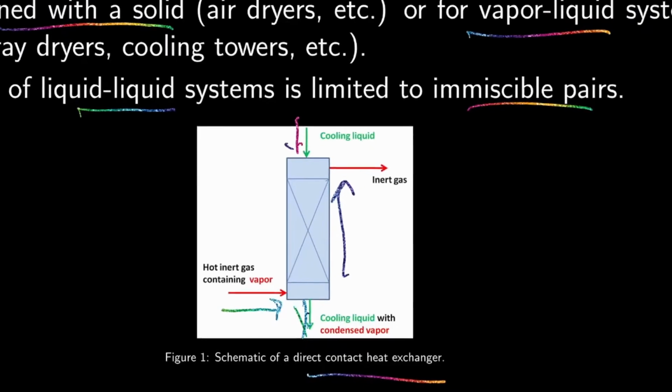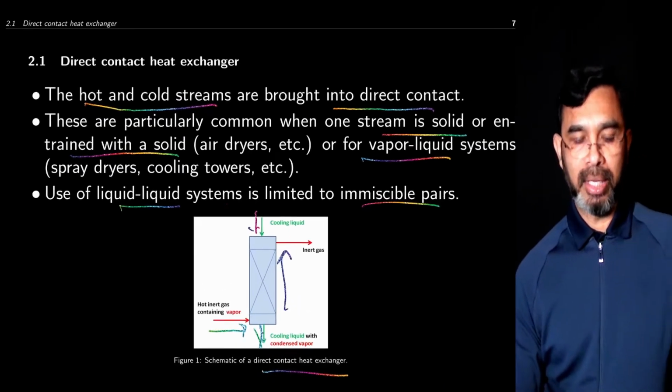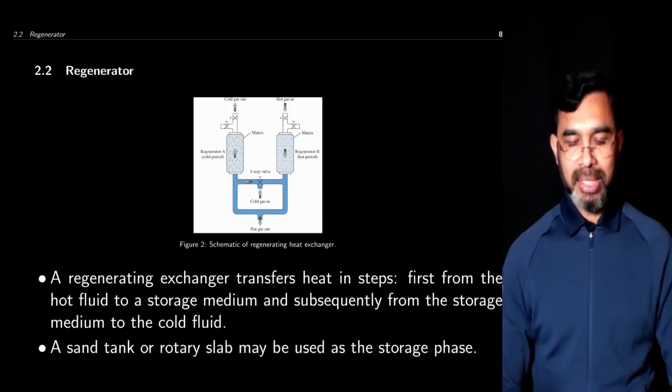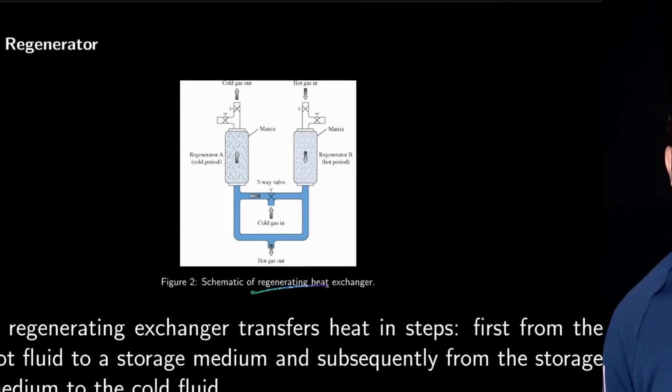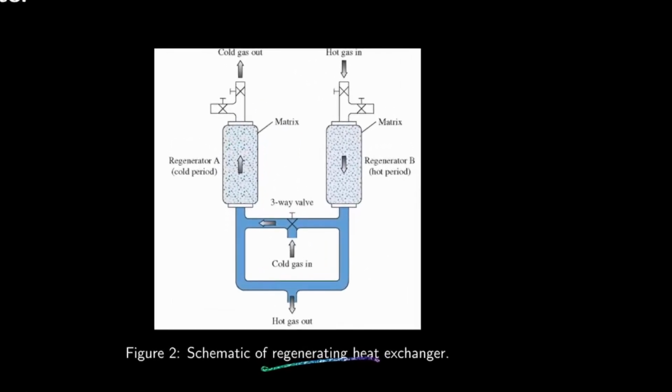So the cooling tower is one example of the direct contact heat exchanger. The second type is called the regenerator. In regenerators, heat exchange takes place in two steps. First, the hot gas comes in, and when it passes through the solid bed, the temperature of the solid is increased.